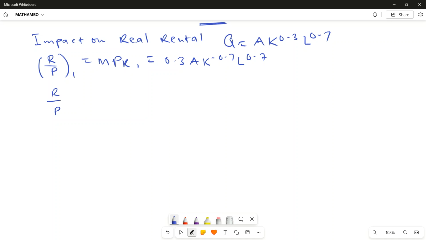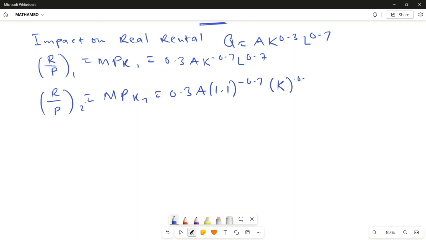Then after the increase in capital, we want to know how this is going to affect its marginal product. So this will now be 0.3 A, given that capital has increased by 10%, so 1.1 K to the power negative 0.7. Then we put labor to the power positive 0.7. Then now we do the ratio.